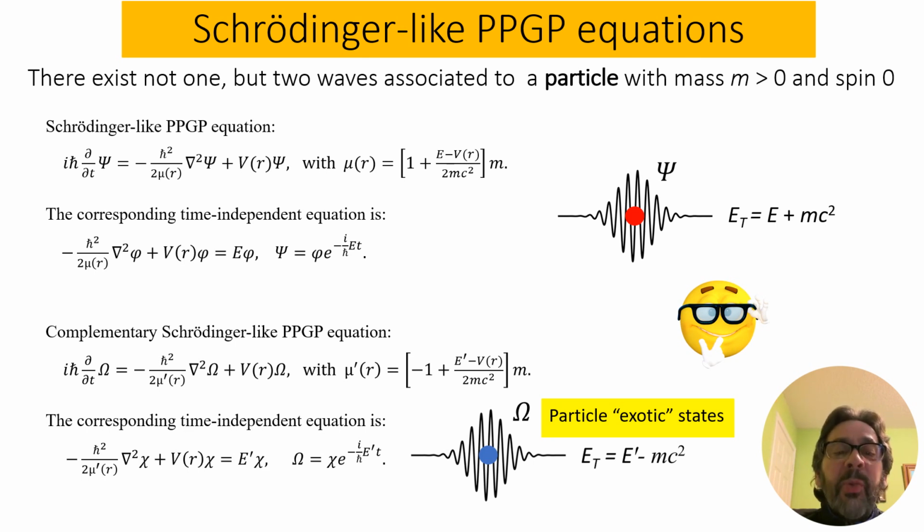It is very similar to the one above. The only difference is that the effective relativistic mass is different. It is given by a different expression. It is also a local function of the position of the particle. If E prime minus V is much smaller than mc², this is the non-relativistic limit, and mu prime is equal to minus m, a negative effective mass. These don't exist in non-relativistic quantum mechanics. The corresponding time-dependent equation is given below.